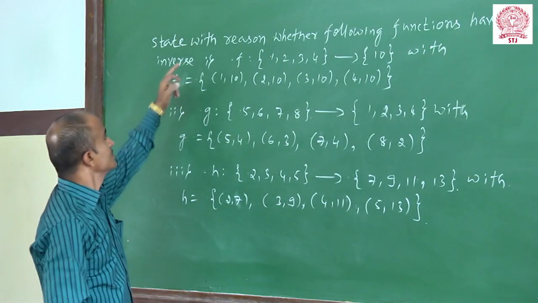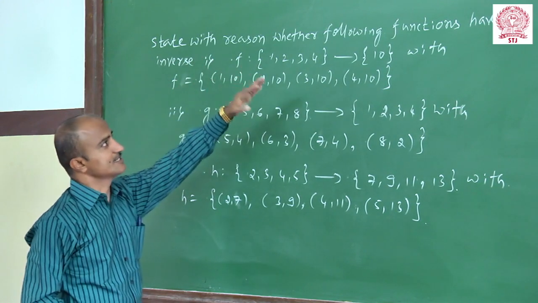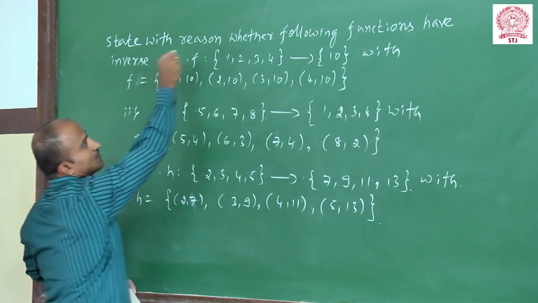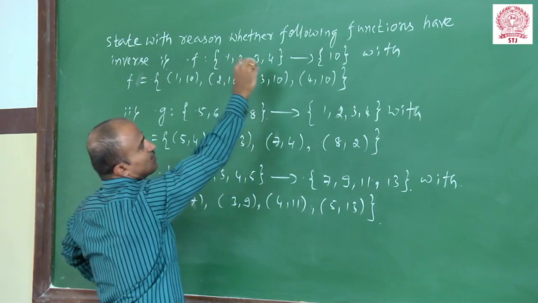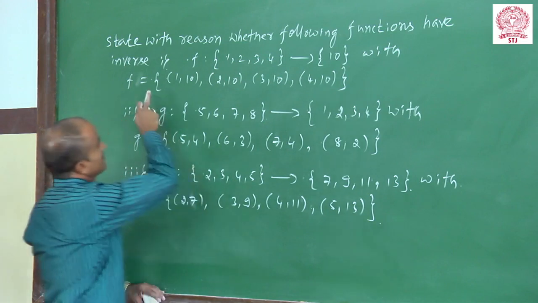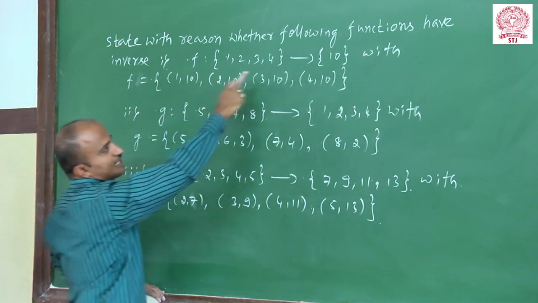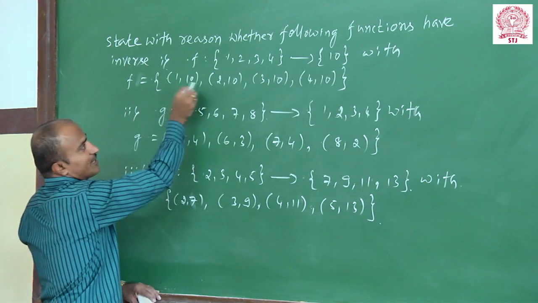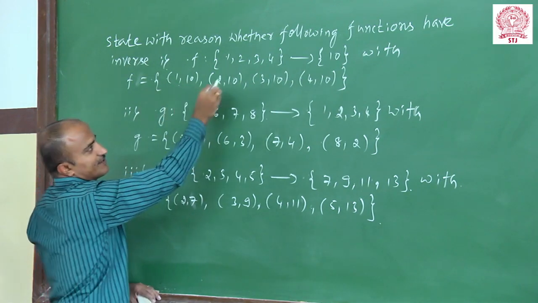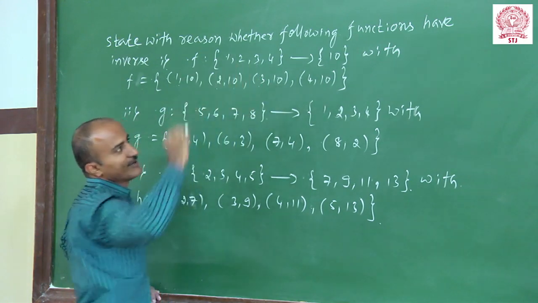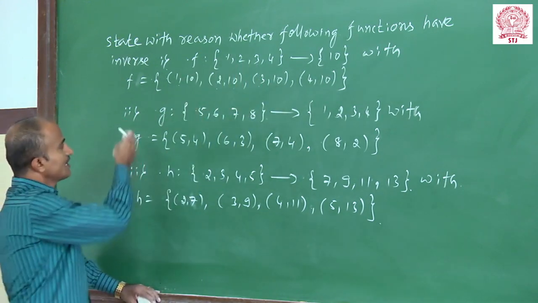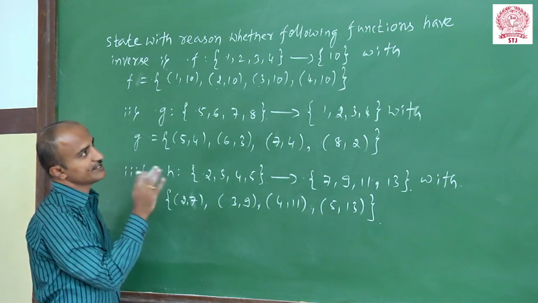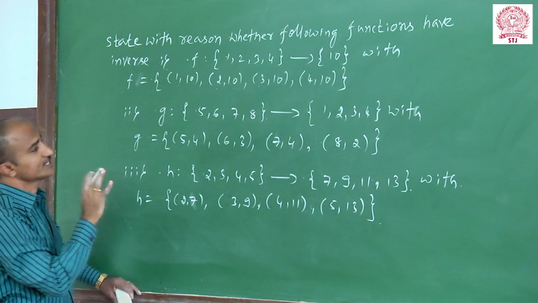So now, state with reason whether the following functions have inverse. f is defined from the set {1, 2, 3, 4} to {10} with f as {(1, 10), (2, 10), (3, 10), (4, 10)}. This means the set of all ordered pairs: image of 1 is 10, image of 2 is 10, image of 3 is 10, image of 4 is 10. Like that they have defined g and h functions also. Here we need to check whether the functions have inverse or not.